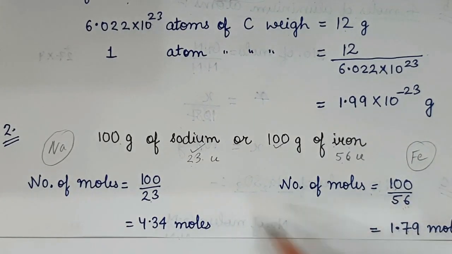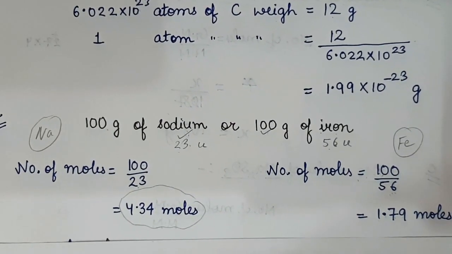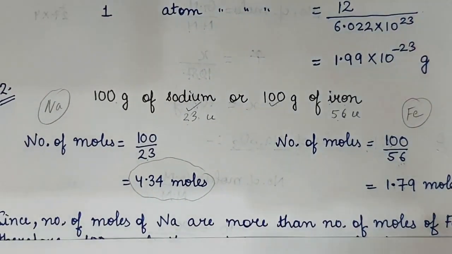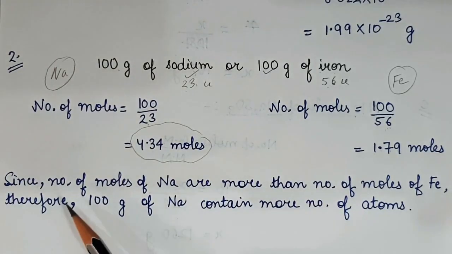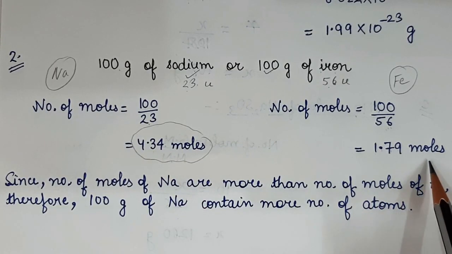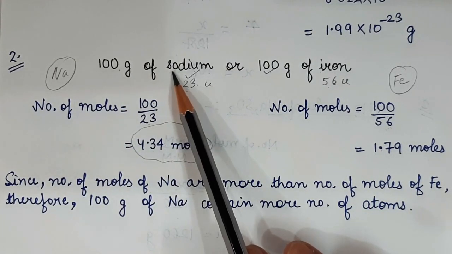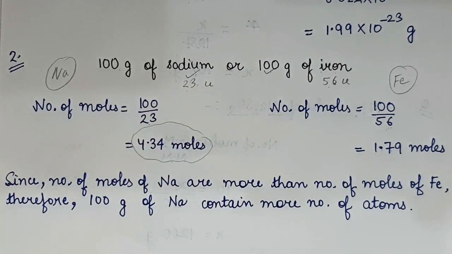Now compare these two values. Which has more number of moles? The number of moles are greater in case of sodium. And if number of moles are greater, it means number of atoms is also greater. Okay. Since number of moles of sodium are more than the number of moles of iron, therefore the 100 gram of sodium contains more number of atoms. So this was the answer of question number 2.